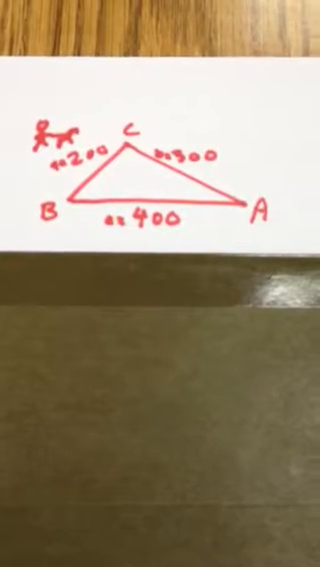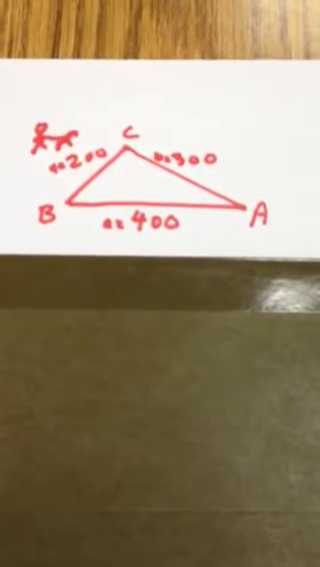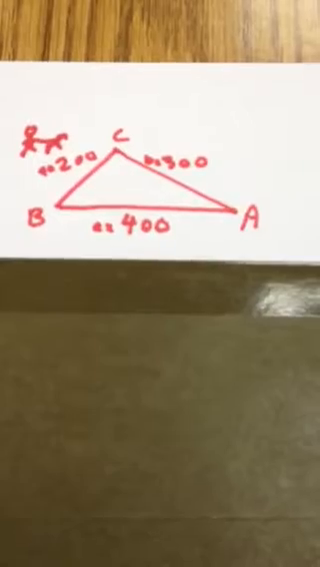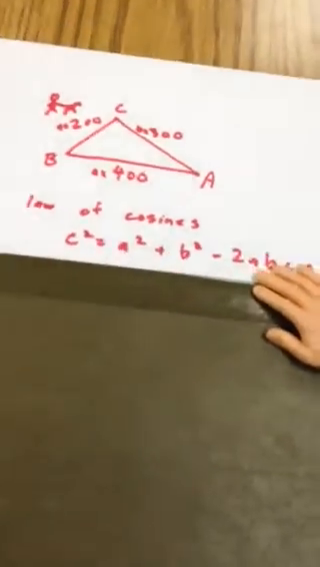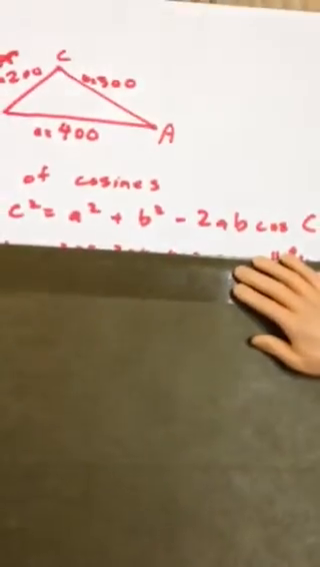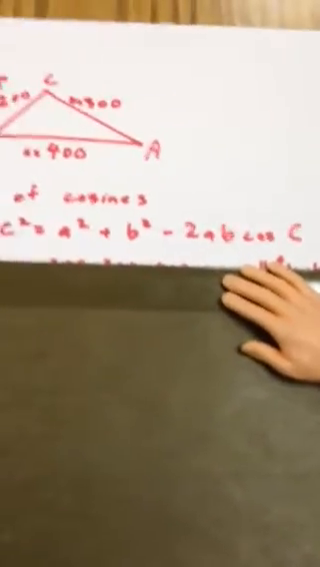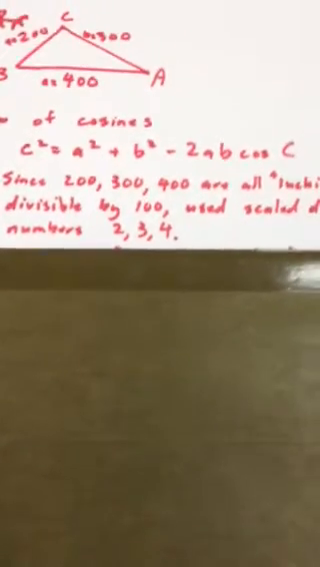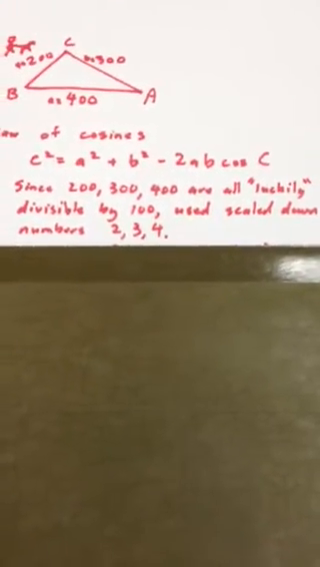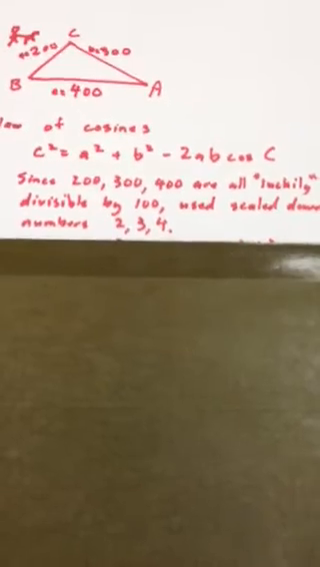So the situation looks like this. I have three sides of the block. One is 200 paces, one is 300 paces, and one is 400 paces. Based on the law of cosines, I know that c squared equals a squared plus b squared minus 2ab cosine c. First of all, I'm going to make this a little easier. All these are divisible by 100, luckily. So I'm going to use the numbers 2, 3, and 4.